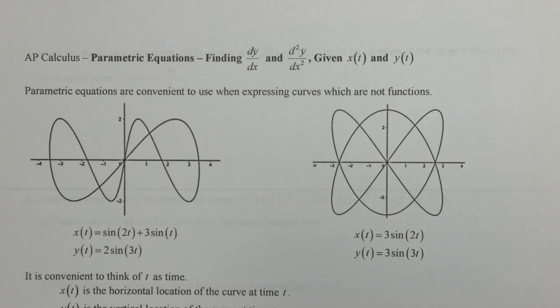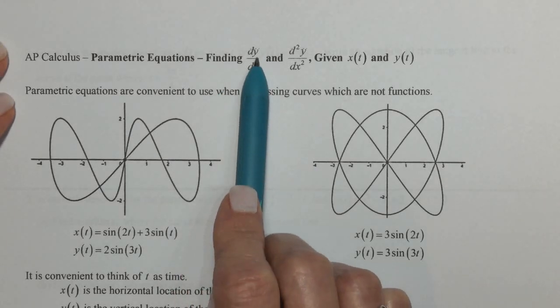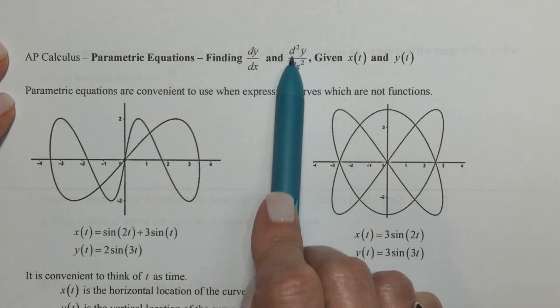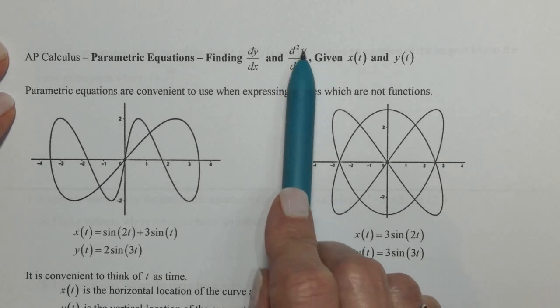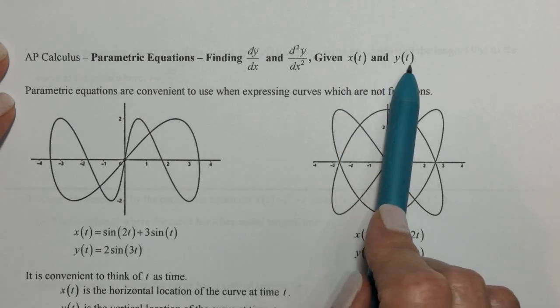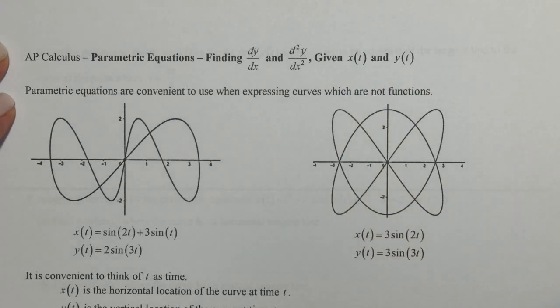We are starting our unit on parametric equations and polar equations. So in this first section, we're going to be reminding ourselves what parametric equations look like, and we're going to be finding dy/dx, the slope of the tangent line to a curve, and the second derivative of y with respect to x, which will describe the concavity of the curve, given x of t and y of t parametric equations.